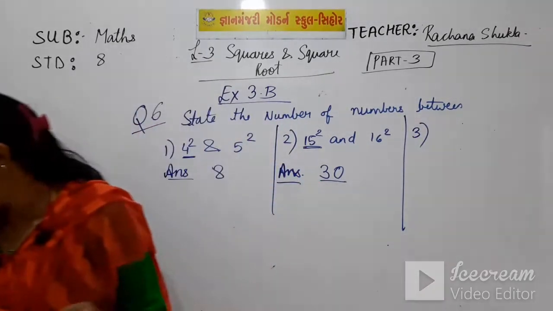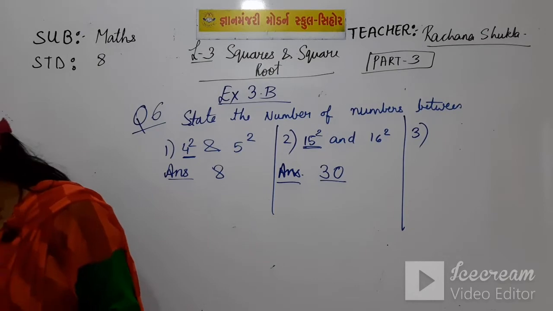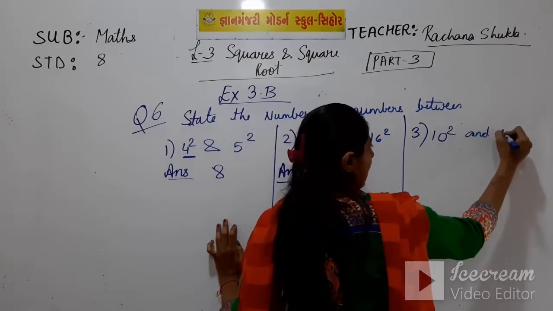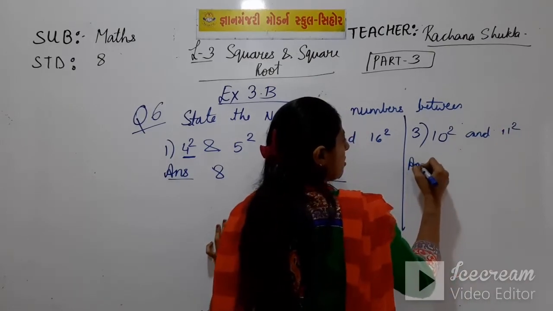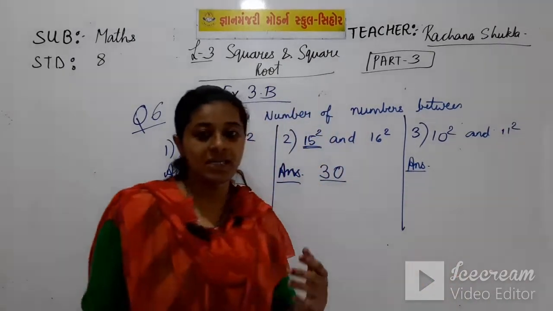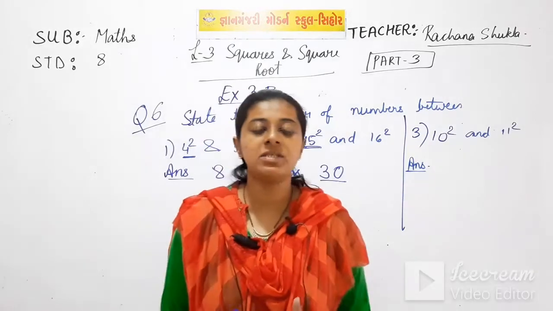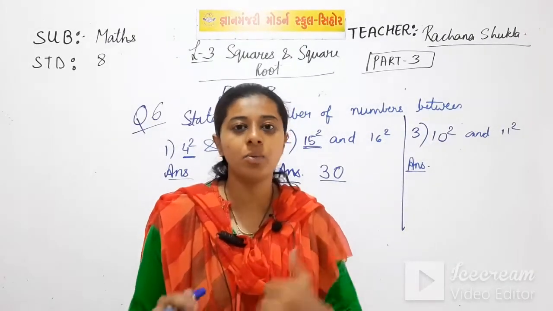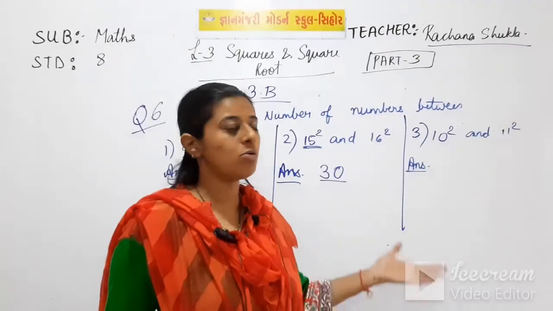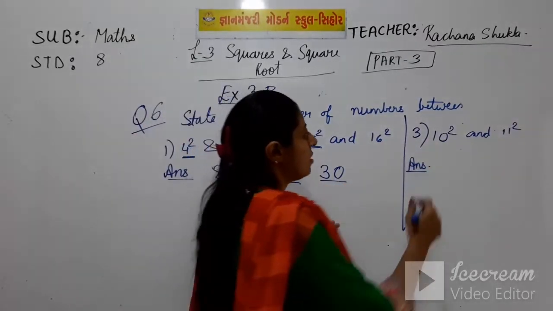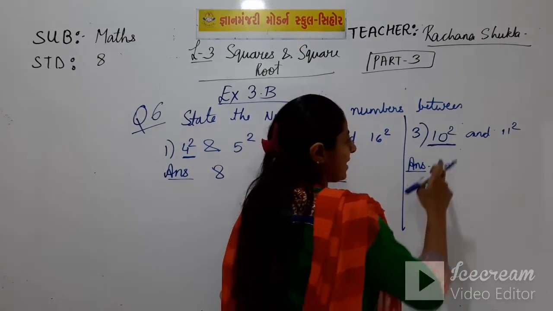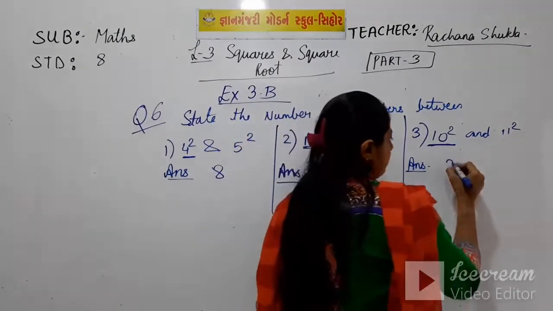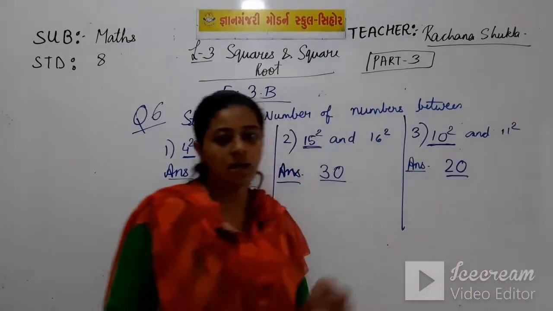The third question is 10 square and 11 square. What is 10 square? 10 square is 100, 11 square is 121. So don't count the numbers between 100 and 121, but directly you can find out by doubling the lower digit, that is 10. What is the double of 10? The double of 10 is 20. So 20 is your answer.